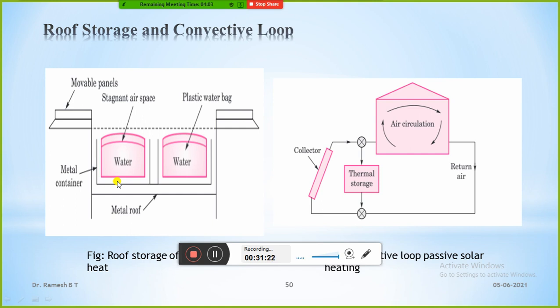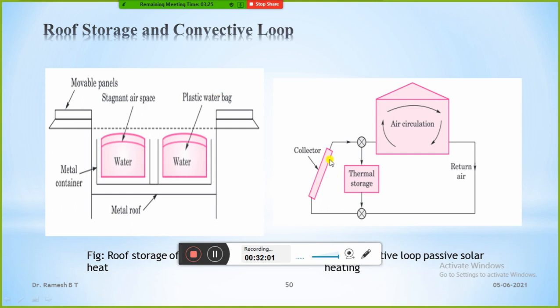And the last type is the convective loop. In most passive solar space heating systems, the heated air is circulated by convection. In the second figure, this is the convective loop. The term convective loop is applied to a system that resembles a thermosyphon or hot water schematic, or is also similar to a flat plate collector. So it includes a conventional flat plate collector.